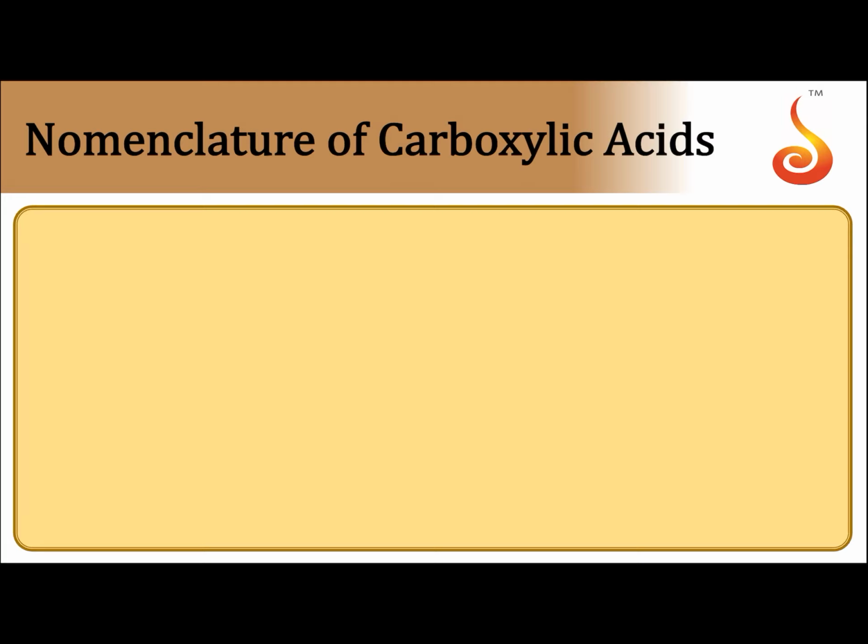Nomenclature of carboxylic acids. What are carboxylic acids? Compounds containing the COOH group are carboxylic acids. In the IUPAC system, the name of a saturated monocarboxylic acid is alkanoic acid. That means the last letter E of an alkane is replaced by oic acid.